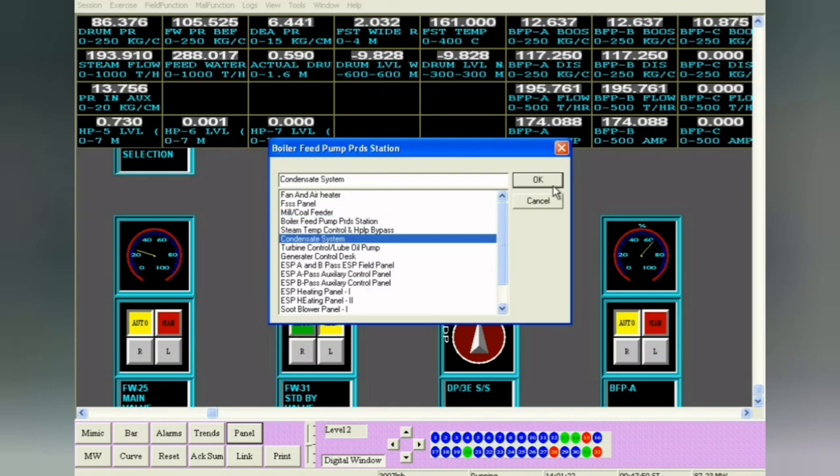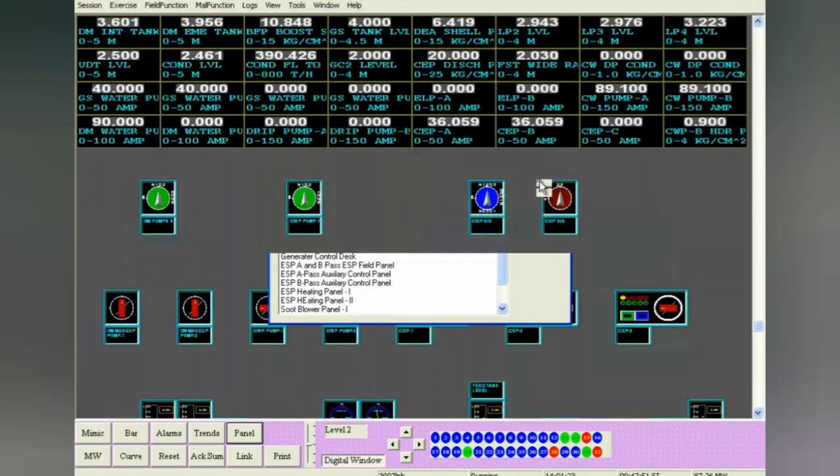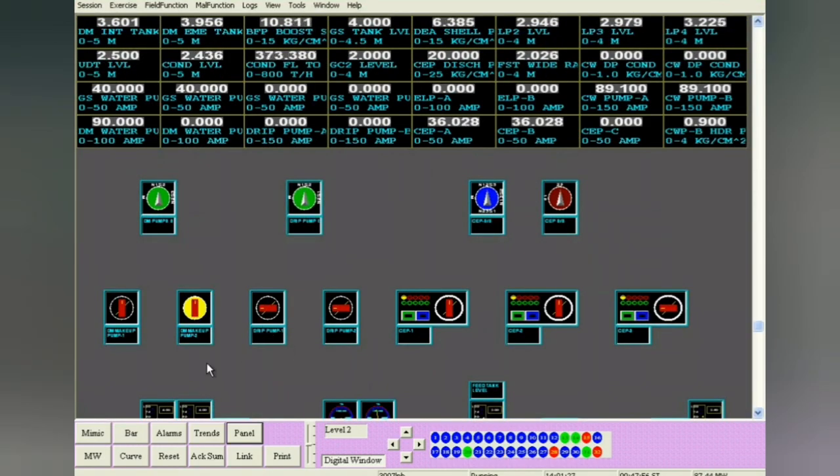Then we go for starting the drip pump. For that purpose the drip pump auto-manual switch has to be put on manual. Then we start the pump. There are two pumps. We start drip pump A. You can see the amperes have gone to maximum and then came down and stabilized at 66 or 67. Now you can see that the drip pump has been started. That will be shown by the red marks there.